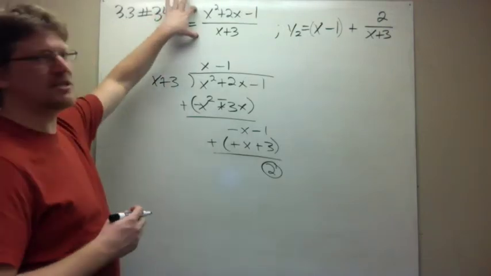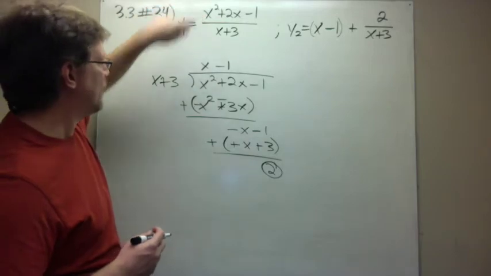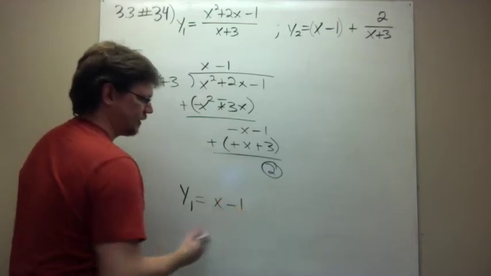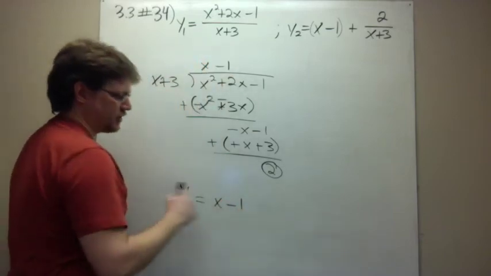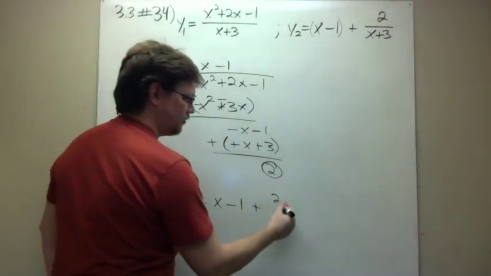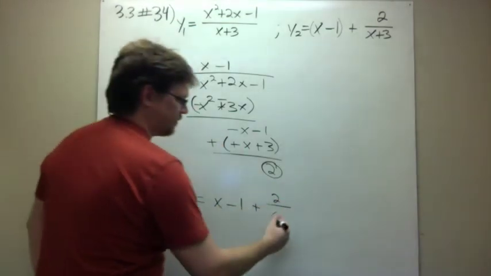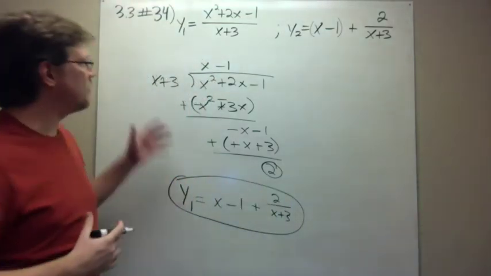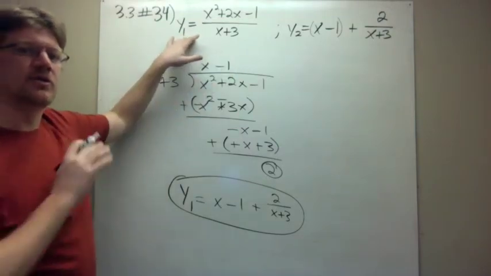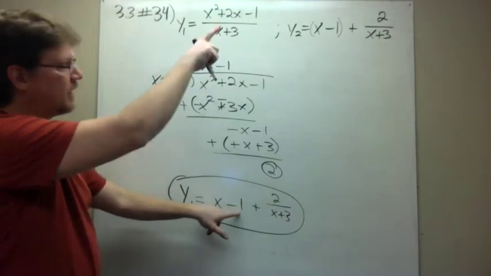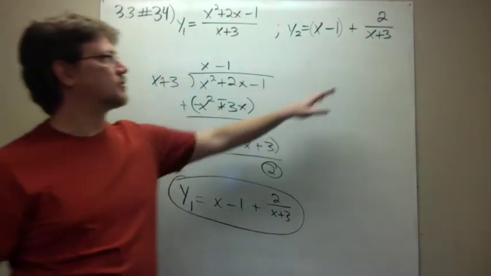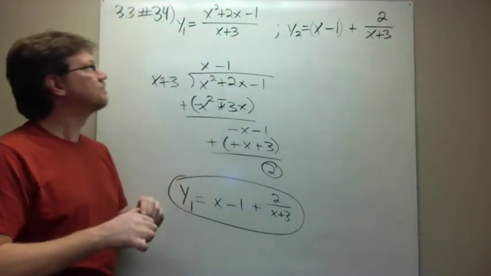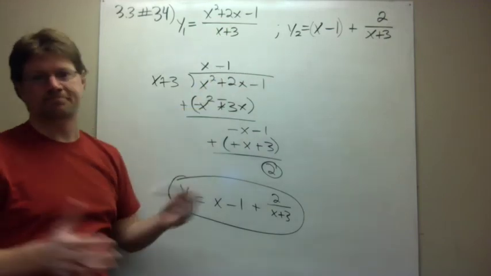So doing this division, I get that my y1 has to be x minus 1, because that's what I get out of doing the division, plus my remainder 2 over this x plus 3. Okay. So this is simply me restating the y1. Is it identical to the y2? Well, it is x minus 1 plus 2 over x plus 3. So they are identical. Again, if you want to see them graphed together, you graph this, you graph that, and they should be the same.